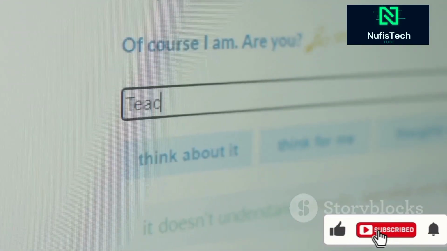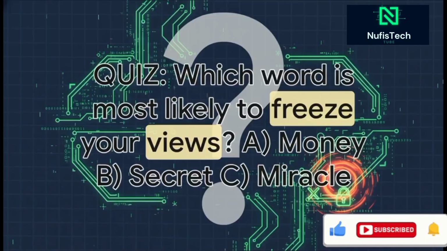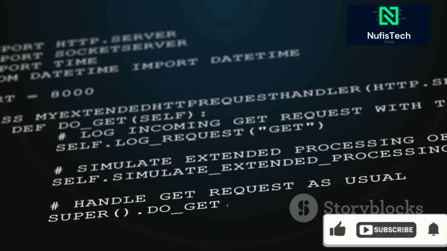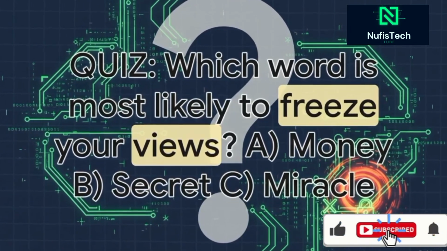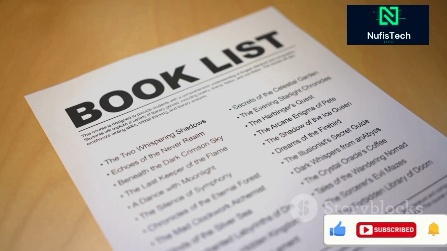Is it A, money, B, secret, or C, miracle? If you guessed C, miracle, you are spot on. Using a word like miracle, especially in a health or finance video, is a massive trigger for the review system. It's a surefire way to get your views frozen. And that brings us to the final gatekeeper.